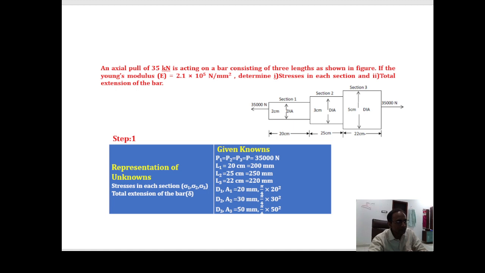So in this case, if you are interested in calculating sigma 1, we know straight away sigma 1 is nothing but P by A1, and so on. P is common for all, so you don't have to write P1. P is the same. And A1 is simply available here, so you can use it. Similarly, you will be getting sigma 2 as well as sigma 3, namely P by A2 and P by A3 respectively.